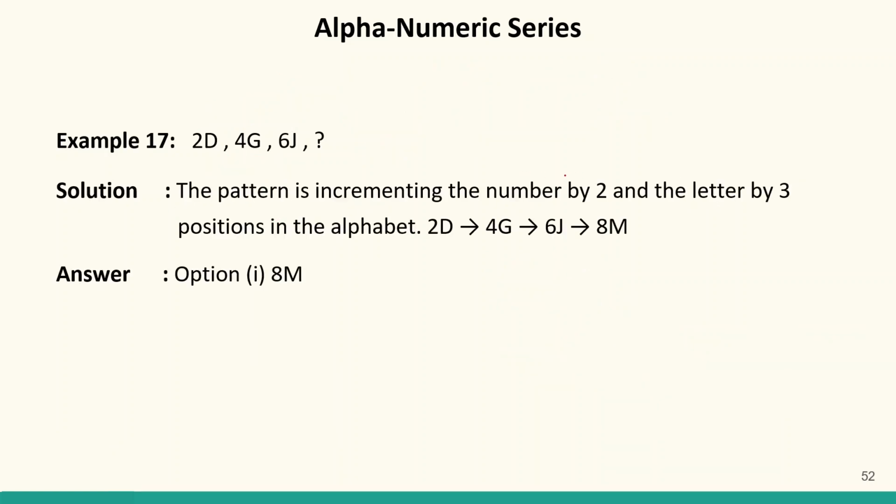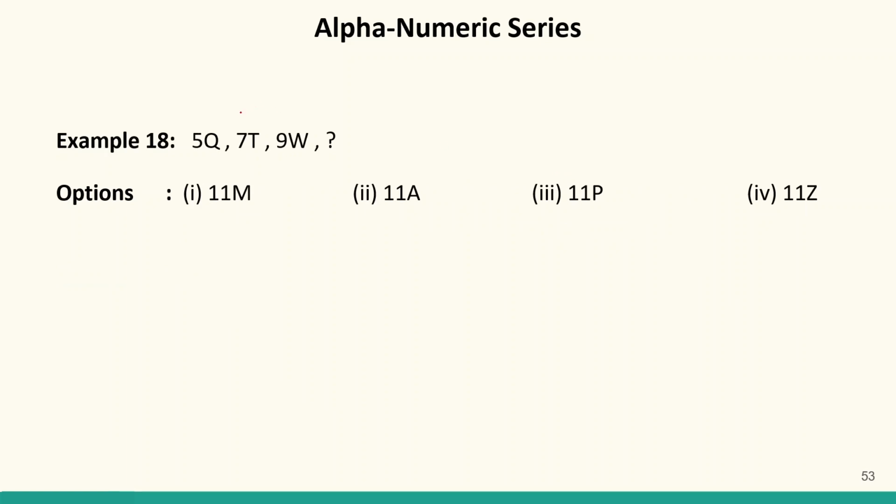Okay, this is the solution. Now this one. When it comes to numbers, I can see an increment of 2. This is an odd number series. So 5 plus 2 will give us 7. 7 plus 2 will give us 9. 9 plus 2 will give us 11. So 11 will be your next term.